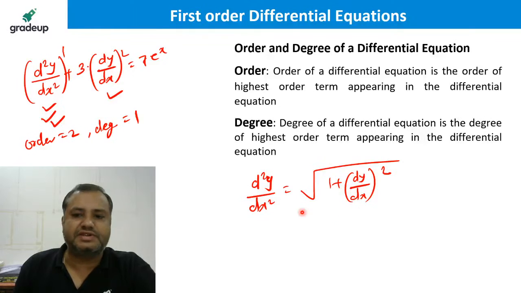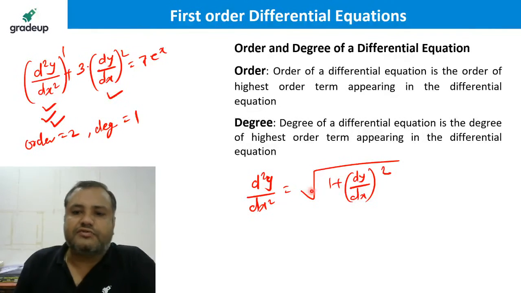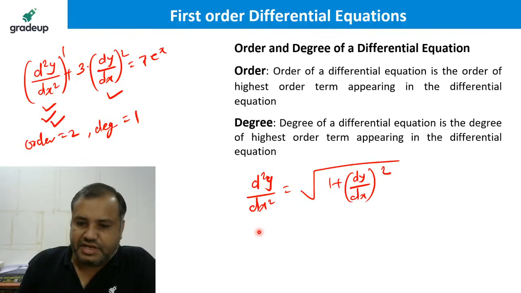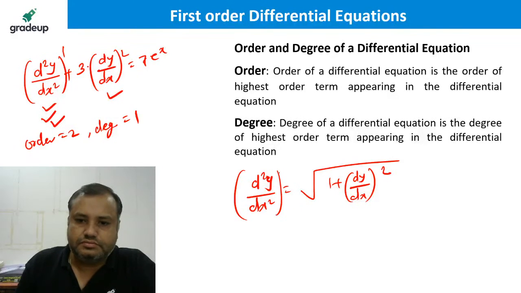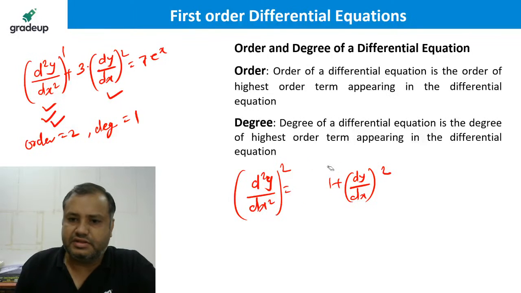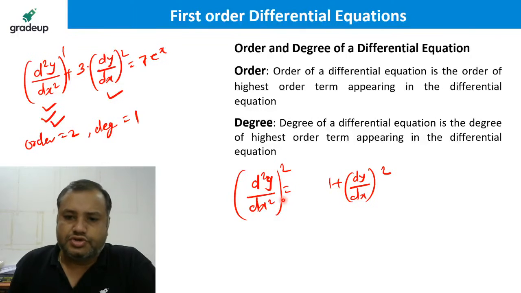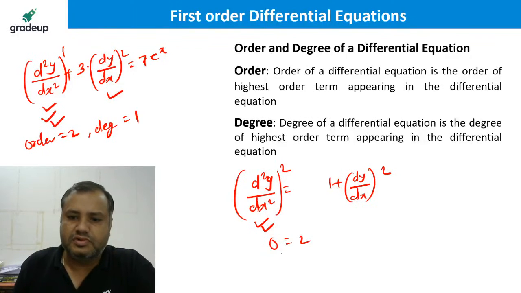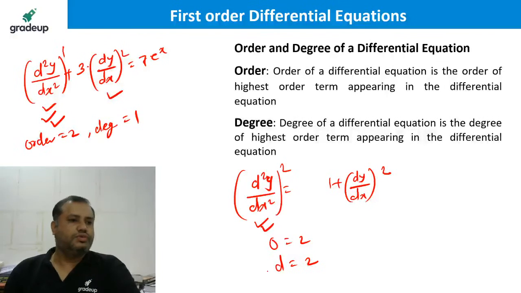सबसे पहले इस fractional power को, इस radical को हटाएंगे. If radicals or fractional powers are there in the differential equation, it is our duty to eliminate them. So how to eliminate square root? Squaring both sides. If you square both sides, you will get a square here, and from the right hand side, the square root will be removed. So now the highest order term is this one. Its order is 2 and degree is also 2. So order 2, degree 2.